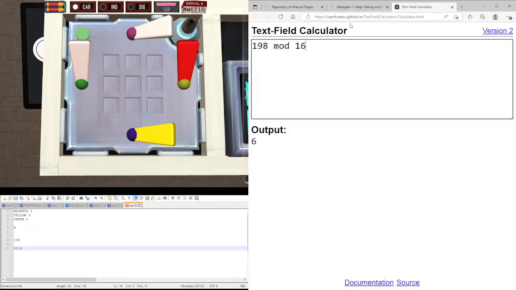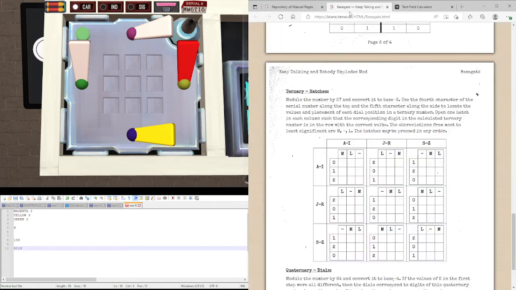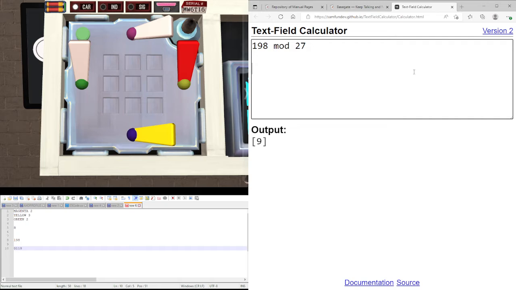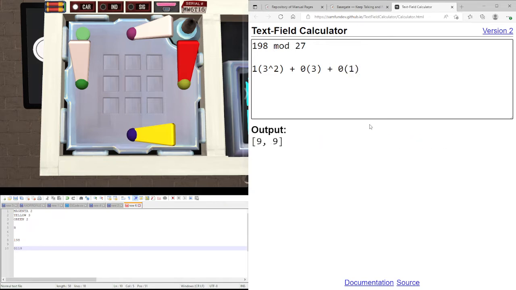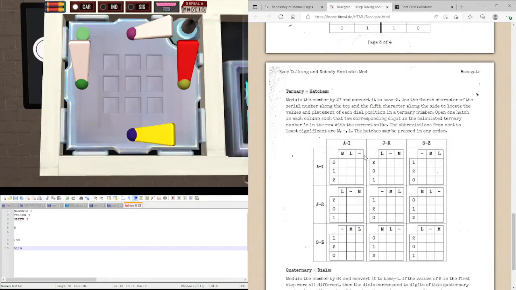We're going to modulate the number by 27 this time, which gives us 9. 9 in ternary, in 3-digit ternary, is 1, 3, and 9. So it's going to be 1 nine, or 3 squared, plus 0 plus 0. Technically 0 3s and 0 1s. We get 9. So we're going to be 1 0 0.